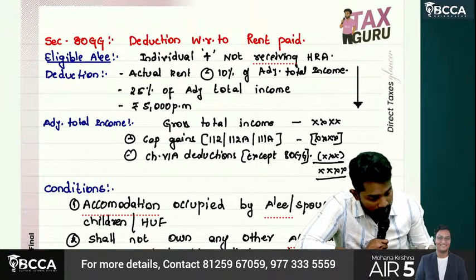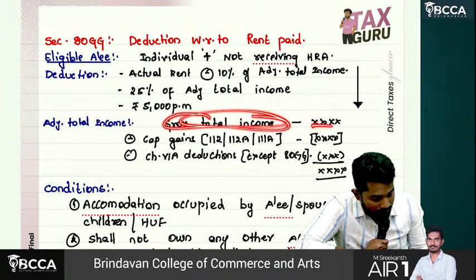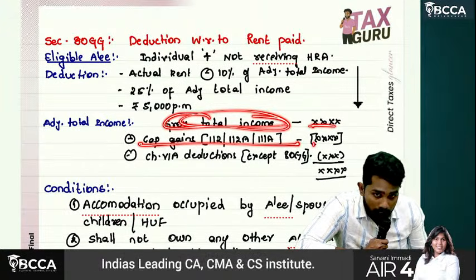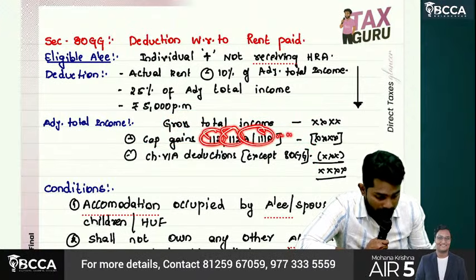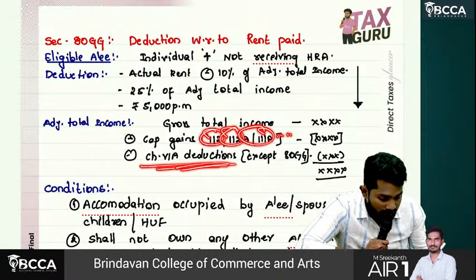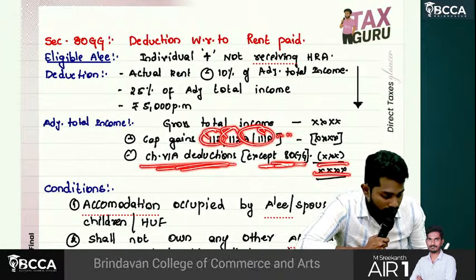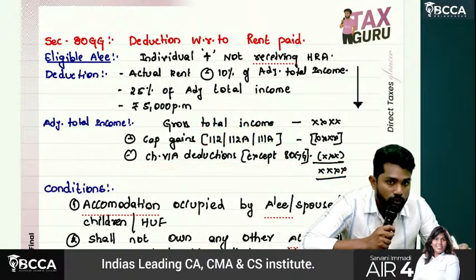How do we calculate adjusted total income? Gross total income. From there subtract capital gains, 112A, 111A, nothing but special rate incomes, and even Chapter 6A deductions except 80GG. Then you will get the adjusted gross total income.